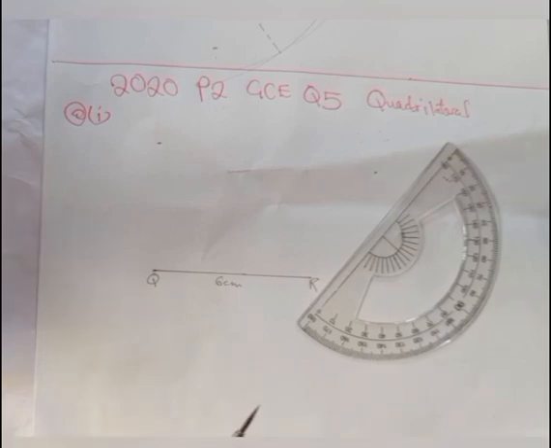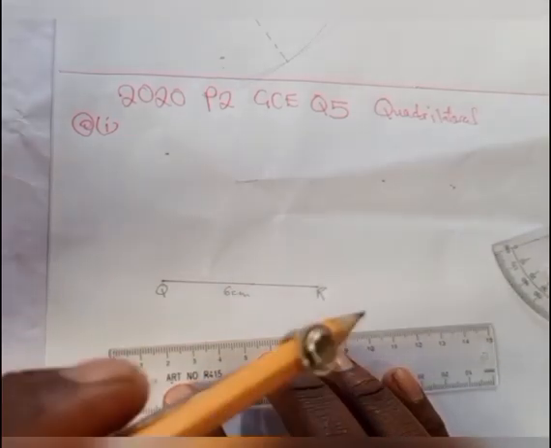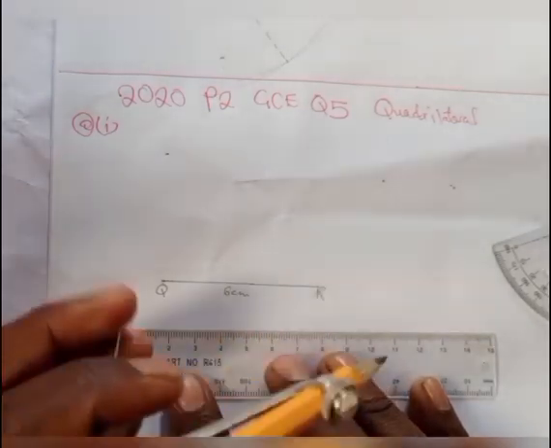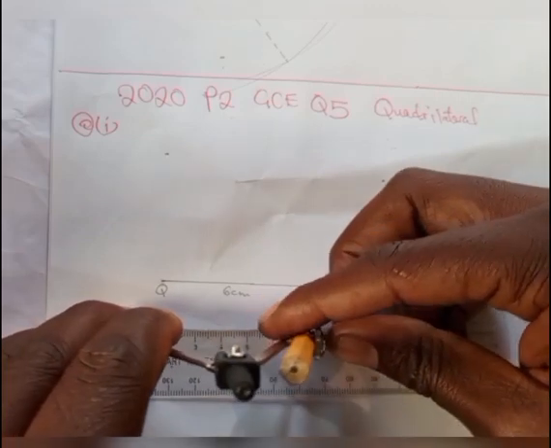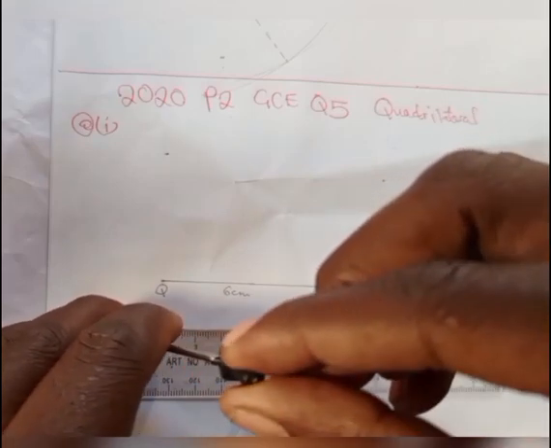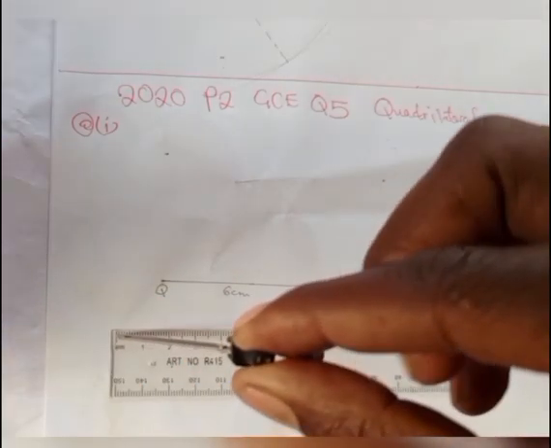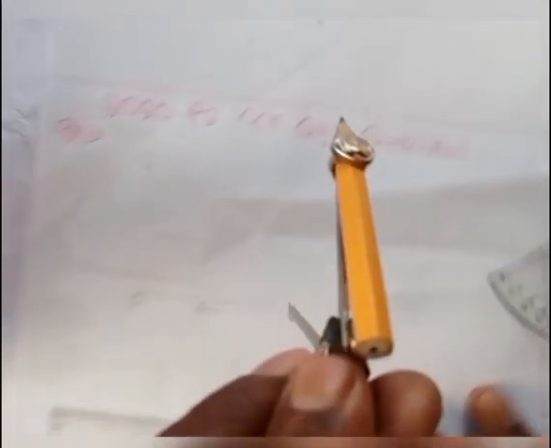What is the other point? RS is 7 centimeters. From R to S, it is 7 centimeters. So you get your ruler, and you get your compass and you make an arc of 7 centimeters. Make sure it is 7 centimeters like that. This is what we have. This is our 7 centimeters. Now, you do this.